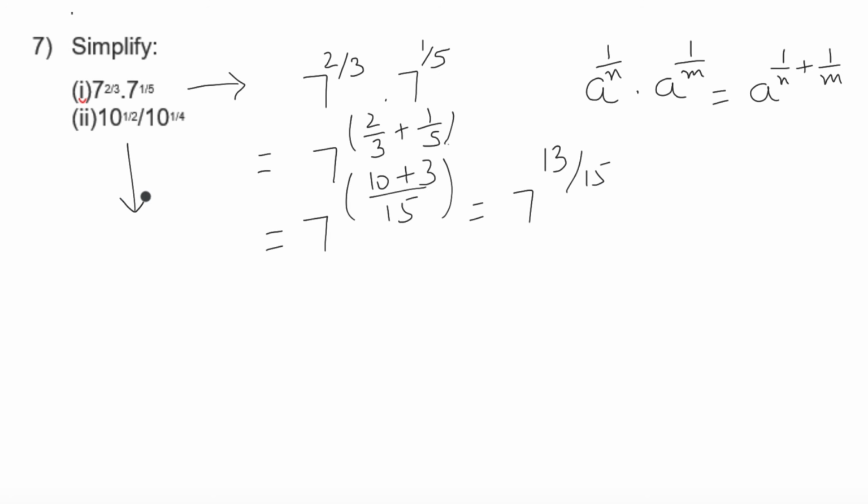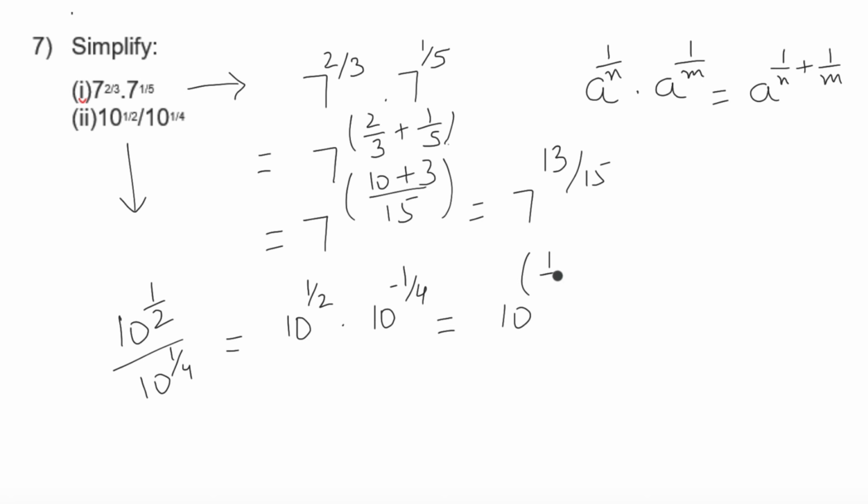Similarly, if we solve this equation, 10 to the power 1 by 2 divided by 10 to the power 1 by 4. We can write it like 10 to the power 1 by 2 multiply with 10 to the power minus 1 by 4, which is equivalent to 10 to the power 1 by 2 minus 1 by 4. This is equal to 10 to the power 2 minus 1 by 4. That is equal to 10 to the power 1 by 4.